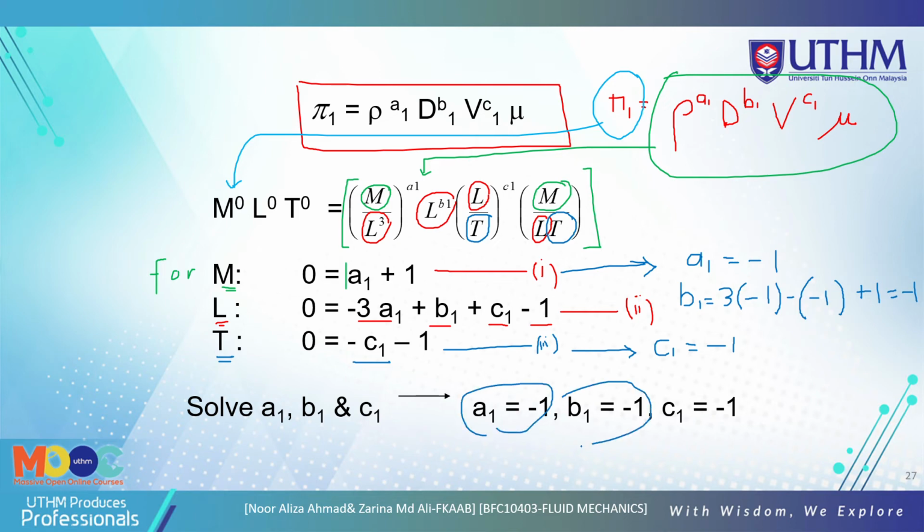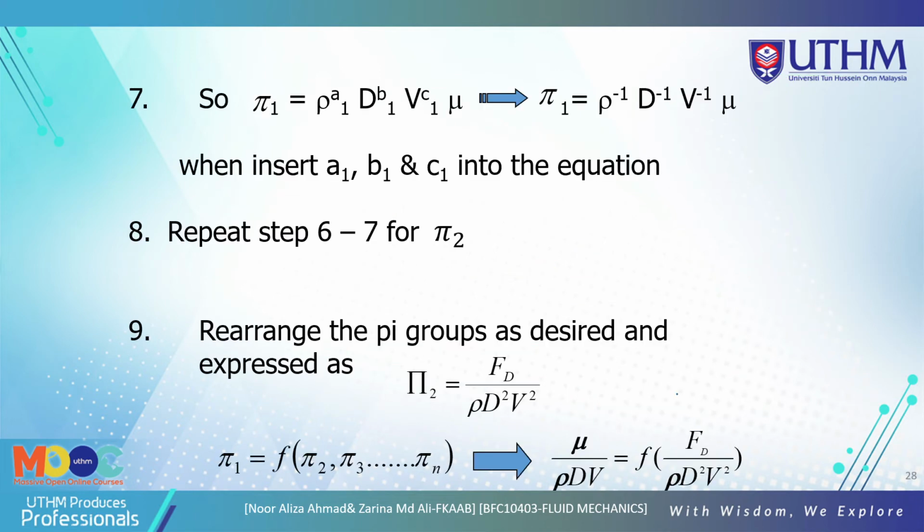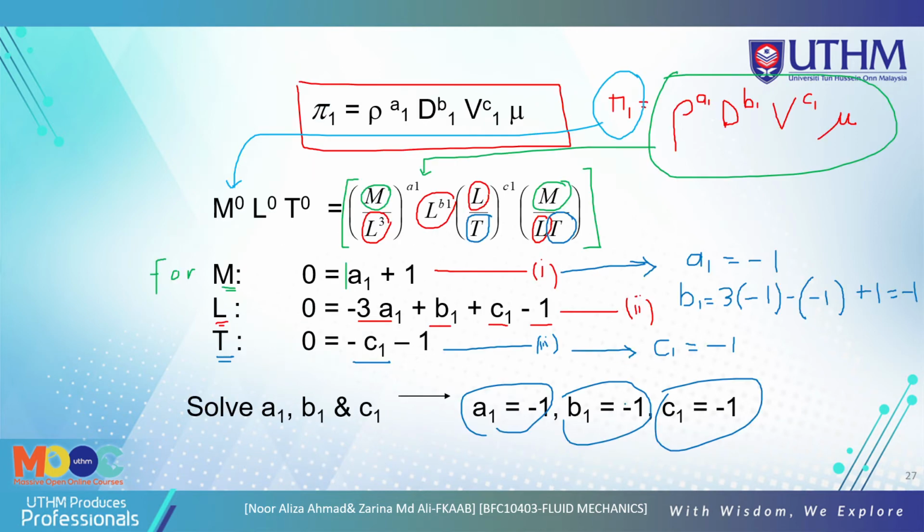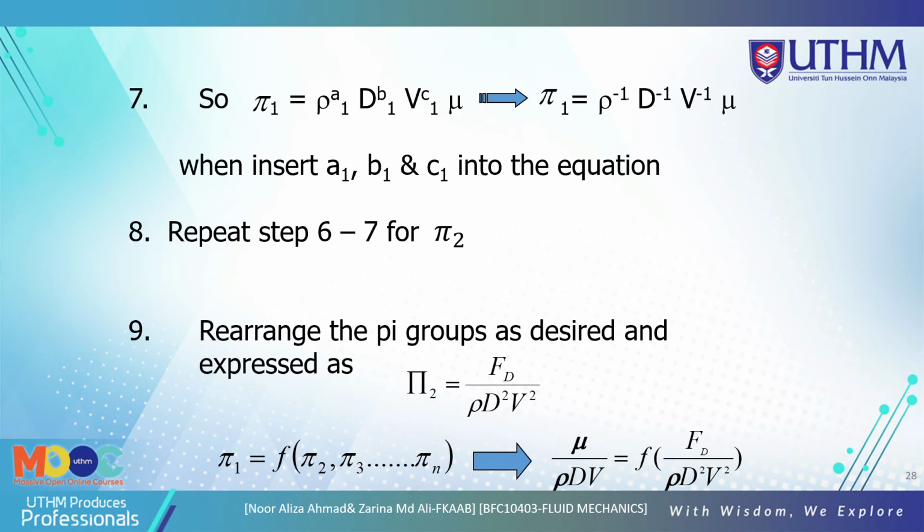Okay, so you get this value. And then you just put it again in the pi here. So you get from this one, pi 1: density is negative 1, D is negative 1 also, and this is also negative 1. So you get all this negative 1. Okay, so you get pi 1 here, or you can also put the viscosity here. There's a density, because it's negative 1, so it's put at the bottom here.